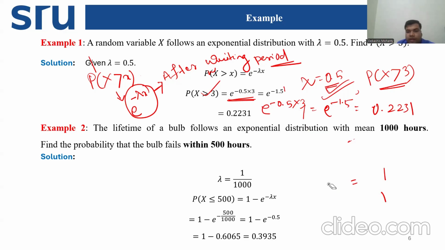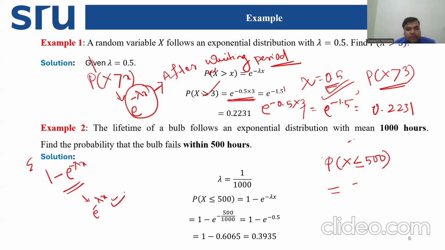Okay, so let's see how to calculate this. Students, here we need to find the probability of x less than 500. Within the time period we need to calculate. In case of within any time period, we follow the formula 1 minus e raised to the power minus lambda x. After the time period, it is e raised to the power minus lambda x. So those are very important.